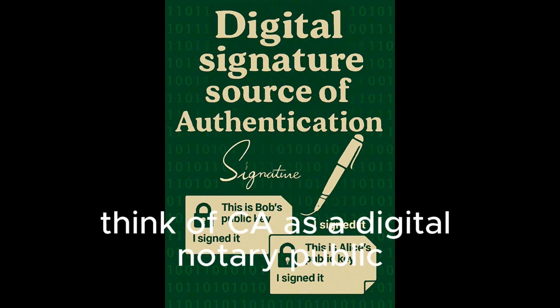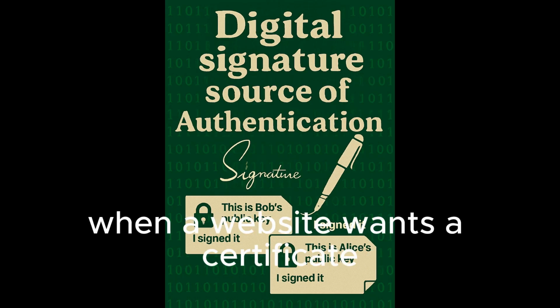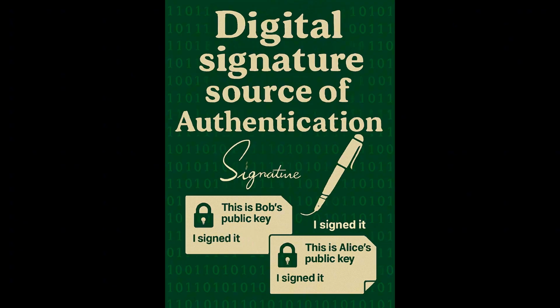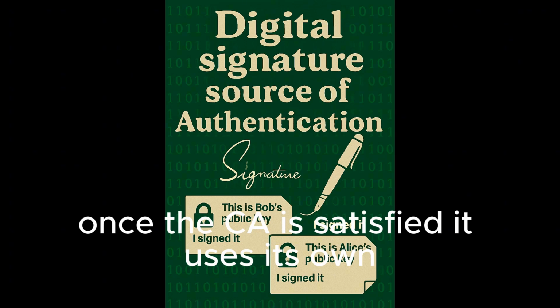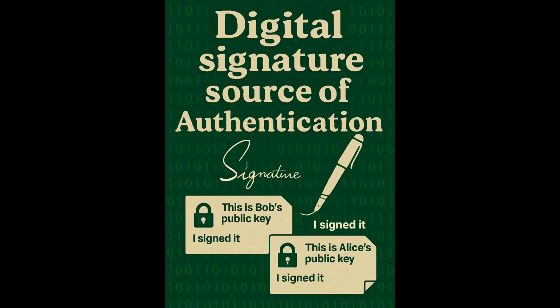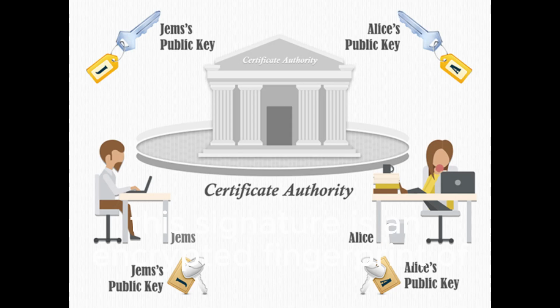Think of a CA as a digital notary public. When a website wants a certificate, a CA verifies its identity. Once the CA is satisfied, it uses its own private key to digitally sign the certificate. This signature is an encrypted fingerprint of the certificate's content.